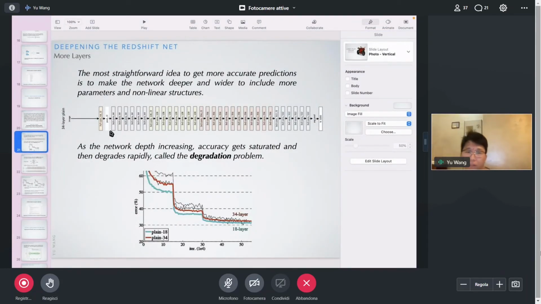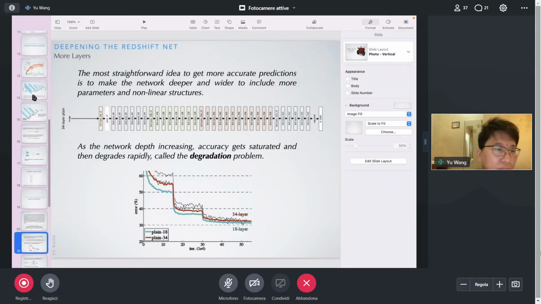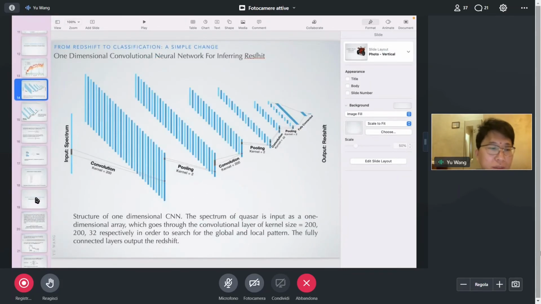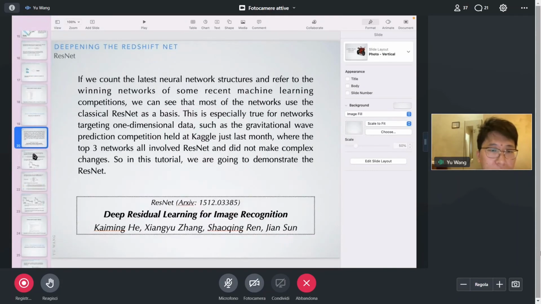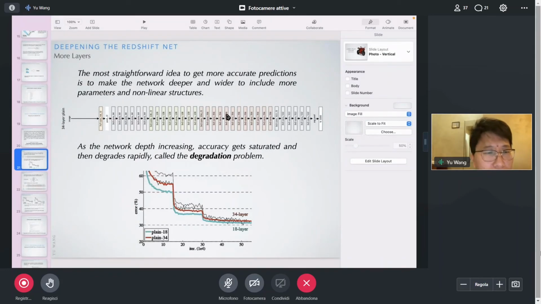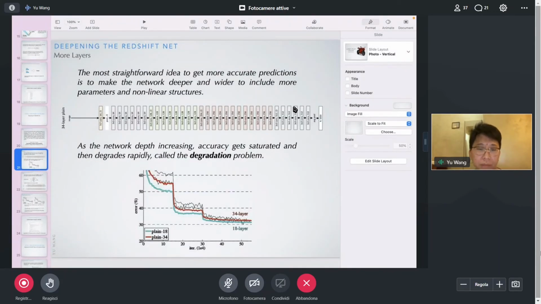The thought of the network is simple. The most straightforward idea to get more accurate predictions is to make the network deeper and wider, and to include more parameters and a nonlinear structure. So before, we have the layers, not a lot of layers. Here, if we increase the layers, for example to 34 layers, we expect we can make a better prediction, but actually it is not.